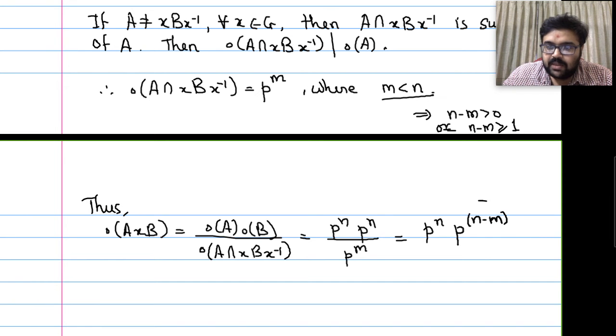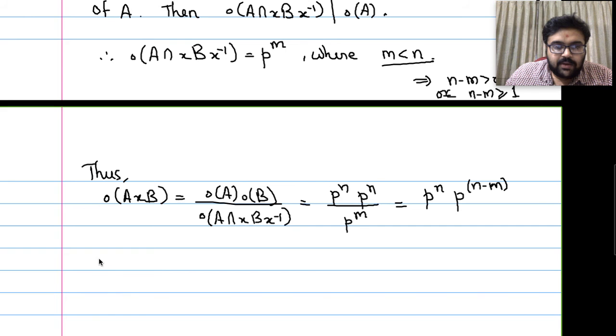But what is n minus m? This is greater than or equal to 1. So how much prime power divides the order of AxB? p power n times this, and this one is greater than or equal to 1. Therefore, we can say that p power n plus 1 divides the order of AxB.